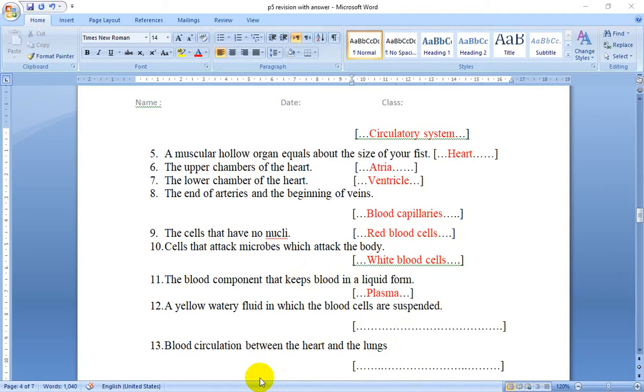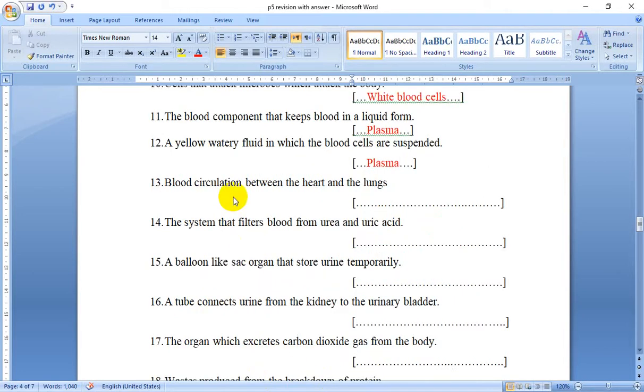Look at the second question. A yellow watery fluid in which the blood cells are suspended. The same answer, plasma. So a yellow watery fluid in which the blood cells are suspended is plasma.